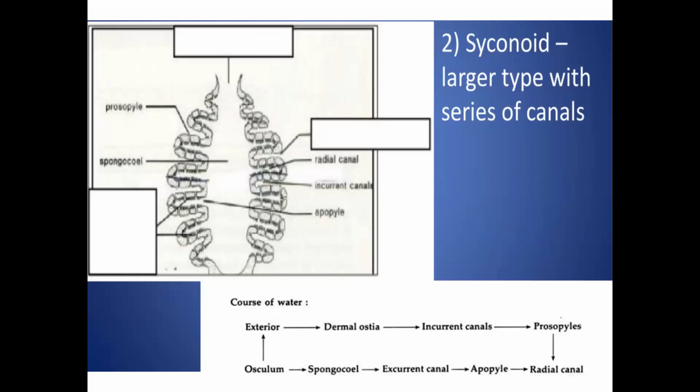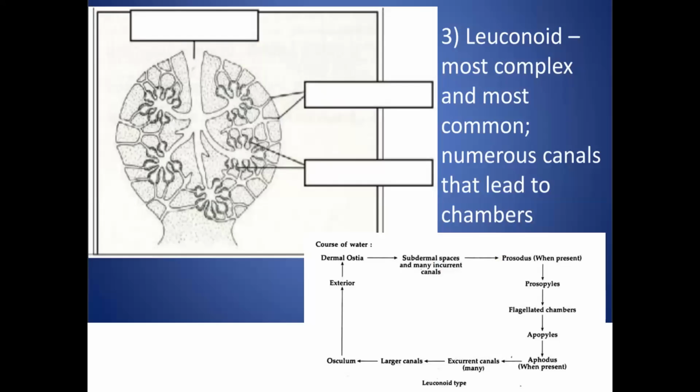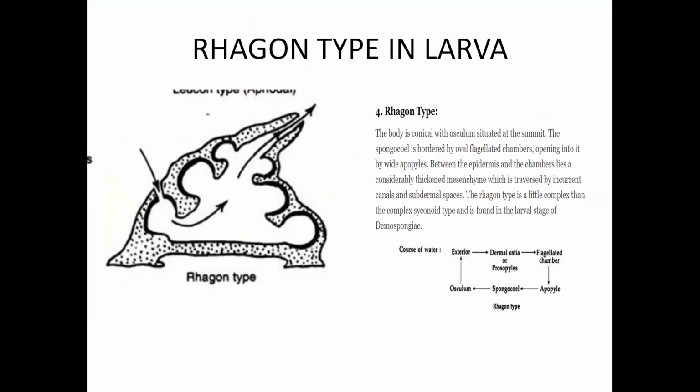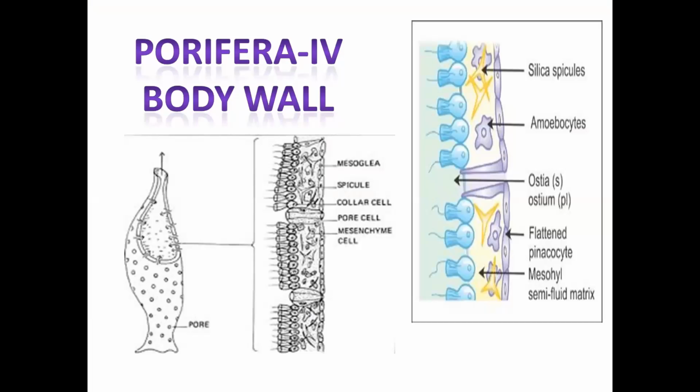The second type is the Syconoid type, which is a little more complex, and the Leuconoid type, which is the most complex. And then there is one more canal system which is found only in larva, and that canal system is called the Rhagon type. Rhagon type is found in larva. So today we will study about the body wall.